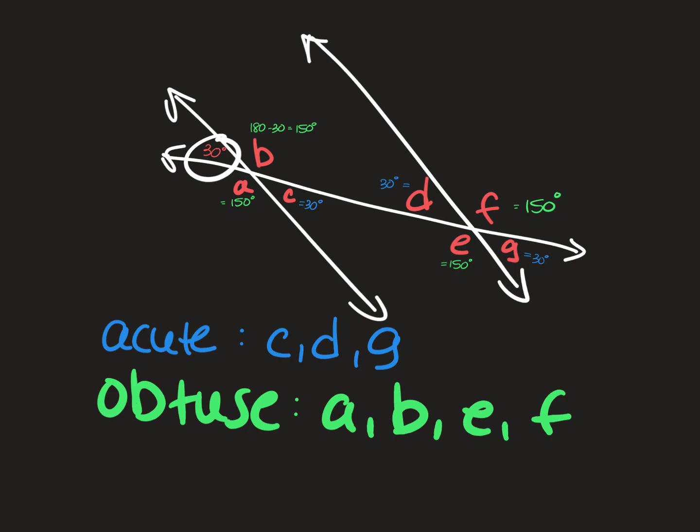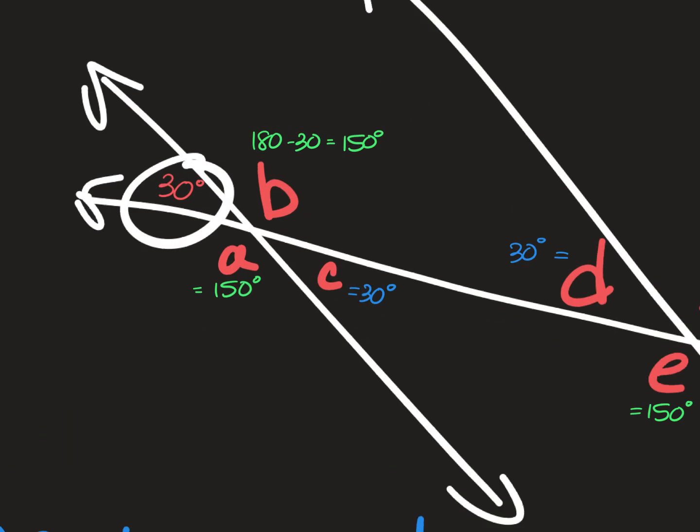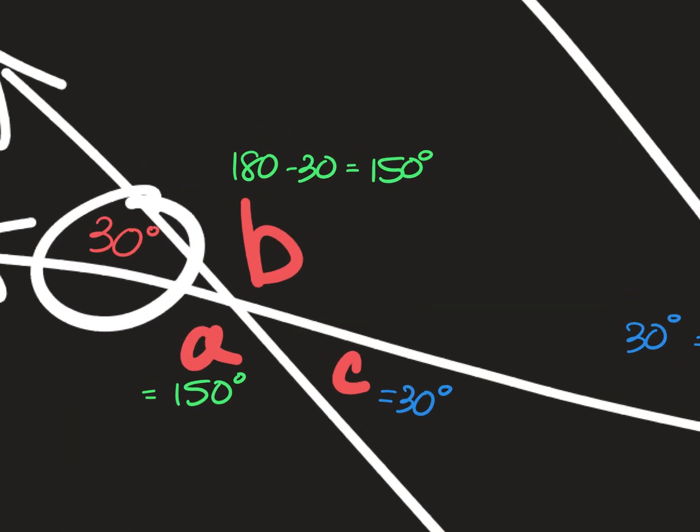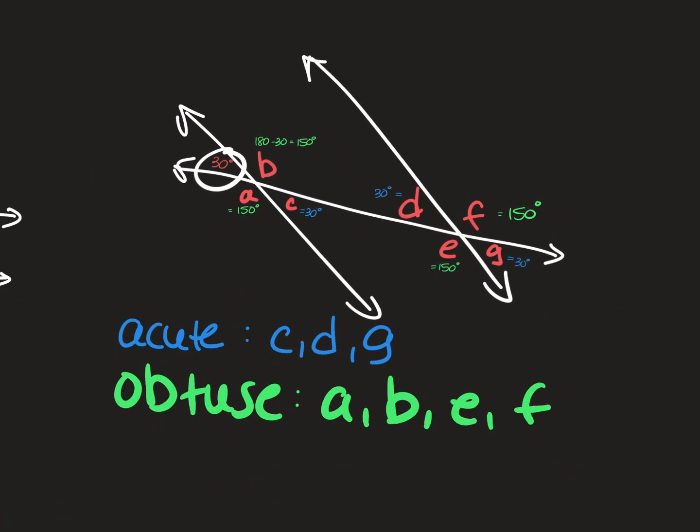And then to figure out the obtuse angle, I took my acute angle away from 180 and I got 150. So I showed that work here for angle B. Angle B is obtuse. Angle A is also obtuse. So are E and F. For that reason, those should all be 150 as well. So hopefully these examples made it a little bit more clear on how to use that trick that I told you previously.